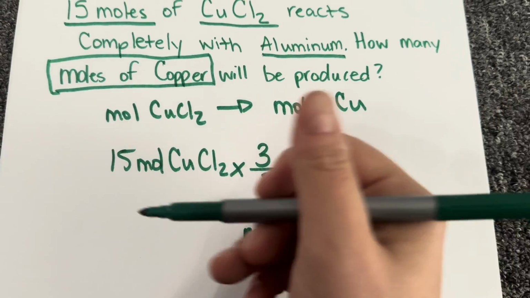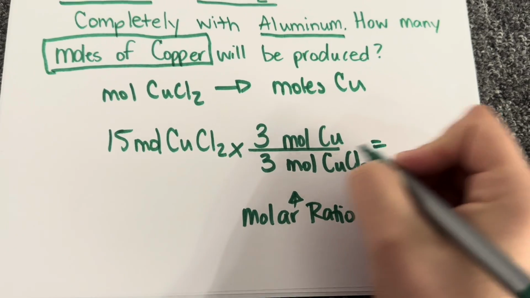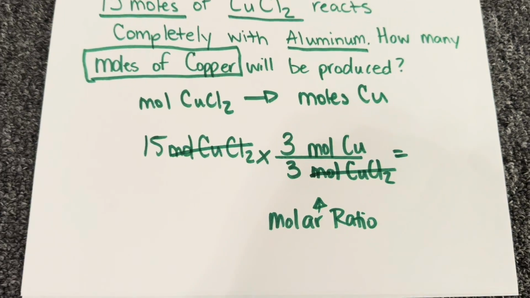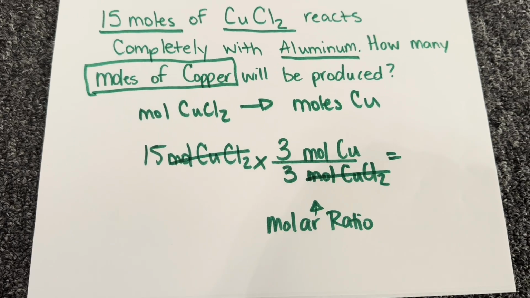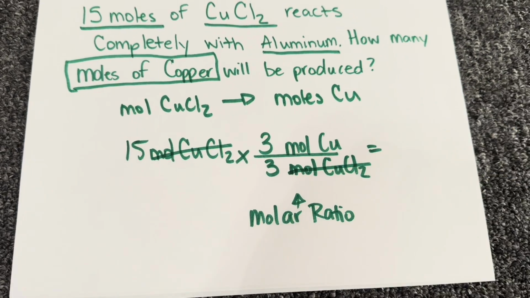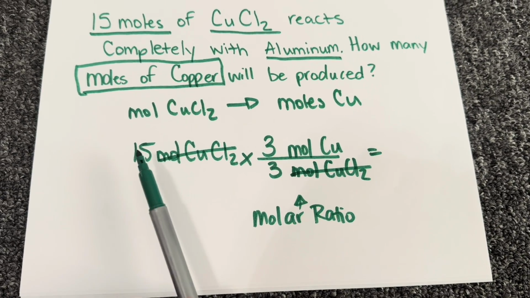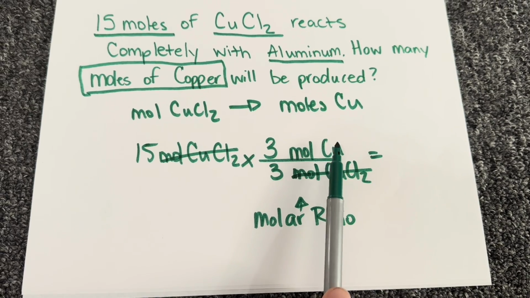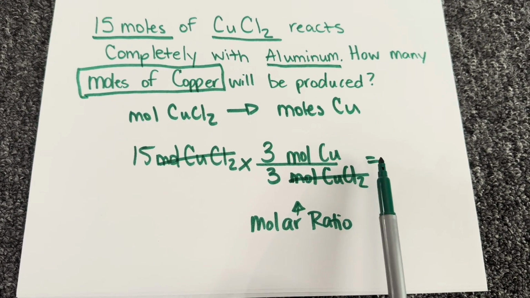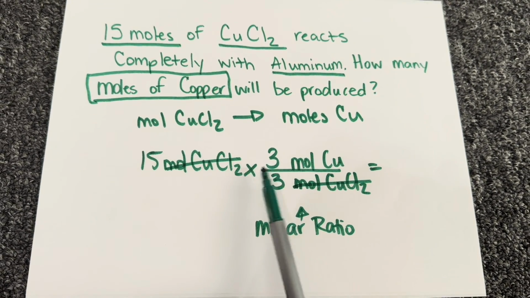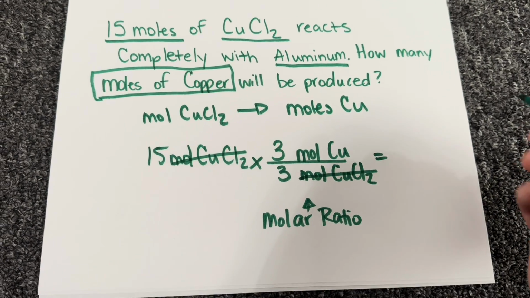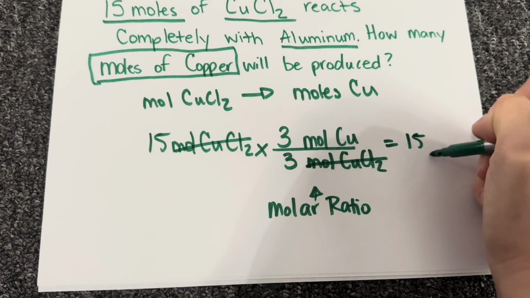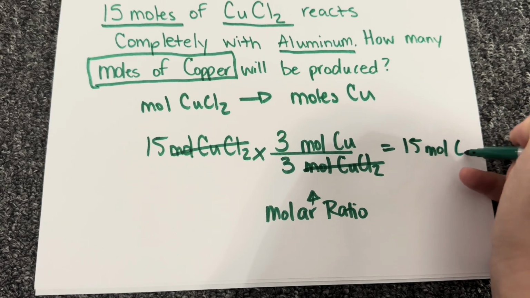So to get this answer, our moles of copper chloride cancel because one's on the top and one's on the bottom. Now we just have to algebra the problem. So how do we correctly algebra this? We do whatever's on the top multiplied together, and we divide through by everything on the bottom. So we would do 15 times 3. We would divide that by 3, and we're going to end up with 15 moles of copper.